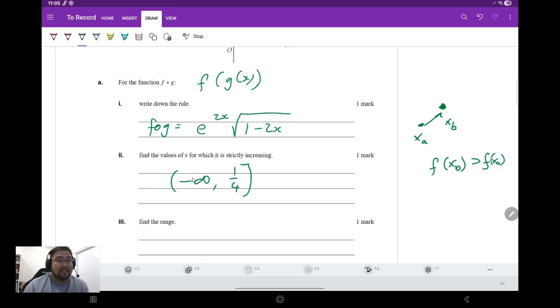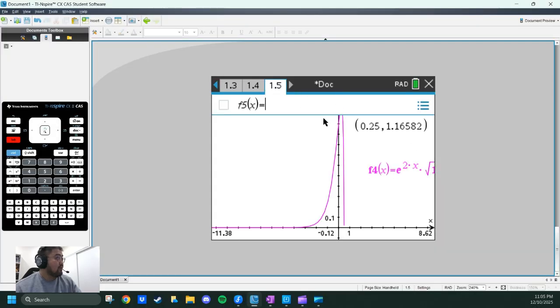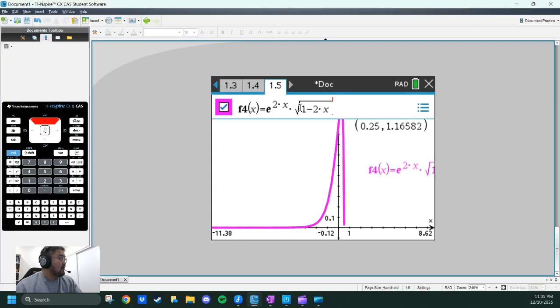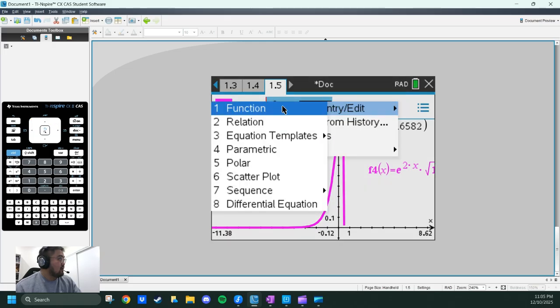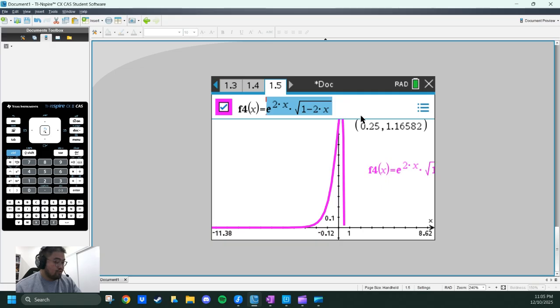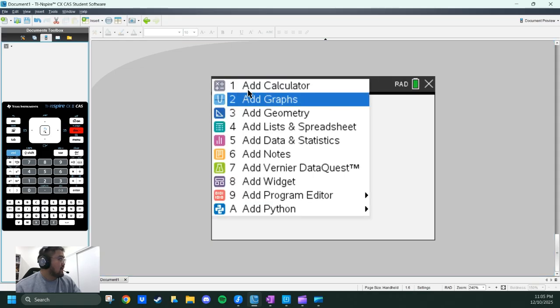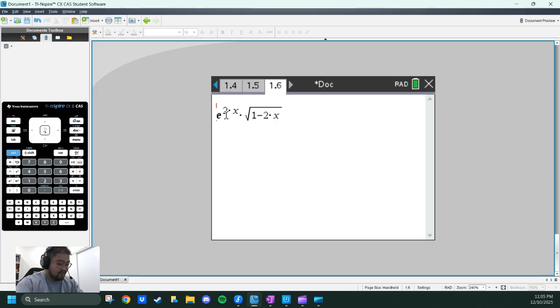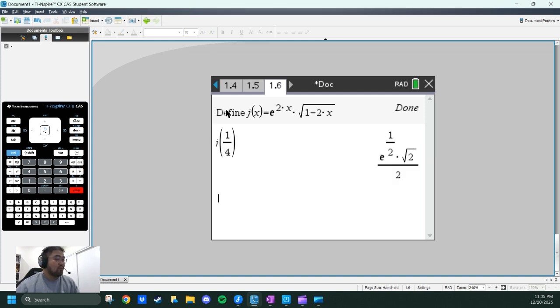Now the next question is, it says find the range. So we really just need to substitute what 1 quarter is into this equation. I really should have defined this, but I can highlight and then I'm going to copy. Control C, new page, Control V. We can define this as J of x. Okay, fine. And I'm going to say J of 1 quarter. And J of 1 quarter gives us that value.